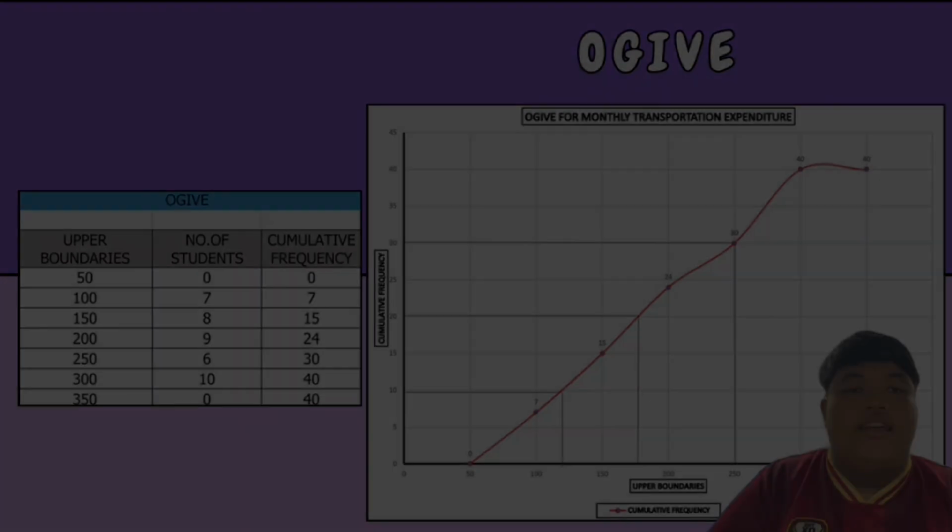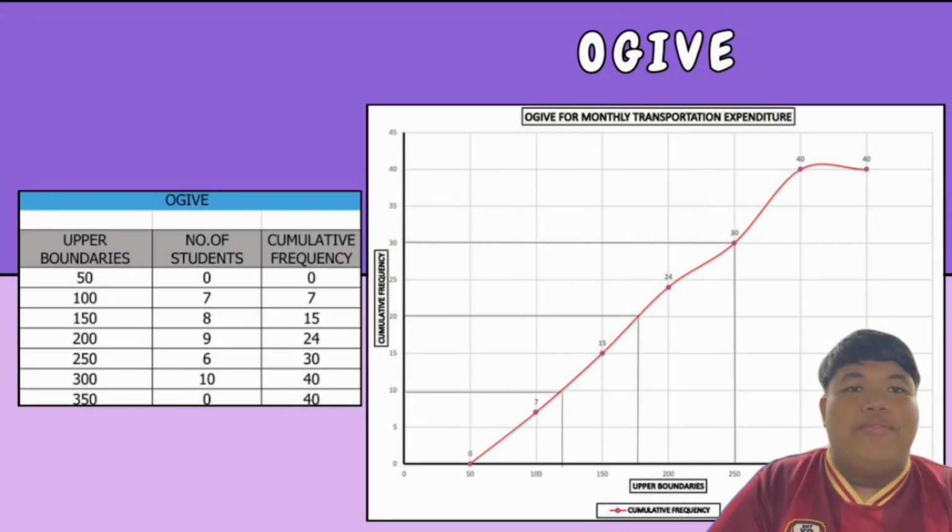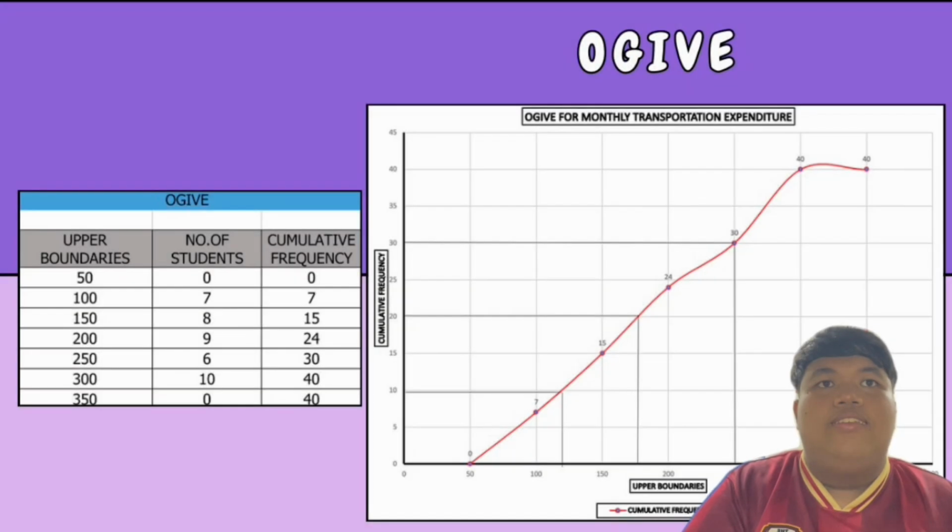Hello everyone, I am the last presenter. My name is Muhammad Irham. My ID number is MDA 2403019. This slide shows an ogive graph of student monthly transportation expenses.